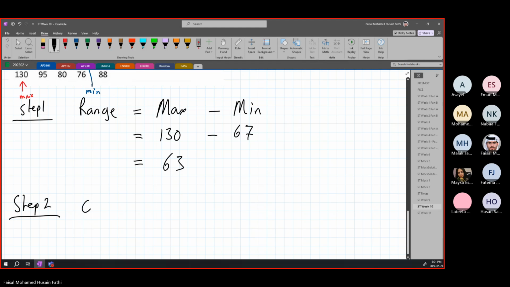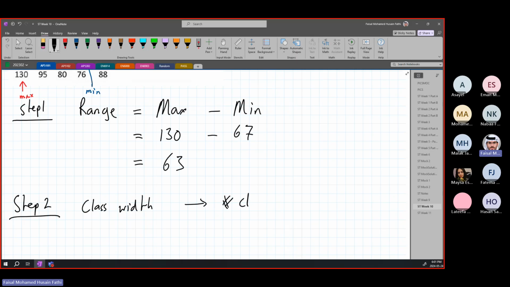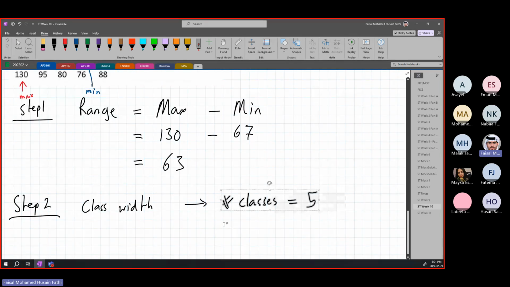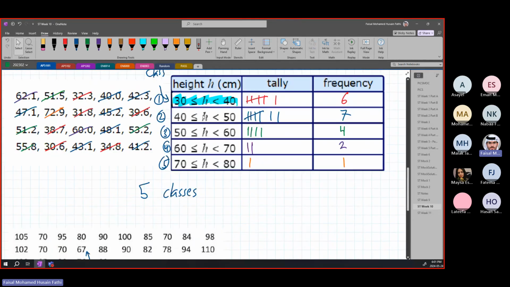Class width, and I'll talk about that in a bit. But the standard number of classes is usually given as 5. Or sometimes it will be just given in the question, depending on the question, or if it's not given, you can assume a number of 5 just to make it easy for yourself so that you don't have too many rows. This is usually what is gone for.